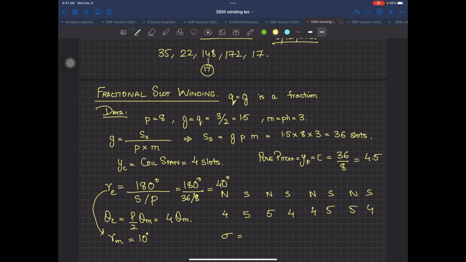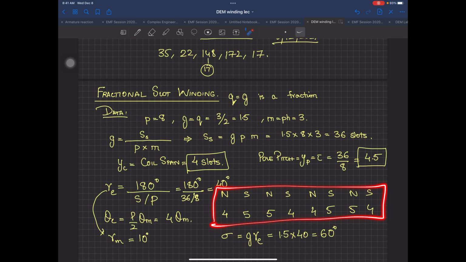Now the phase spread is going to be G into gamma. What is G over here? G is coming out to be 1.5. So 1.5 multiplied by gamma electrical, 40. So this will be 60. This is 60 degrees, the phase spread in electrical angles. Okay, now a few things are fixed. 4 slots, 4.5, and this is the sequence of your winding, the poles which you have.